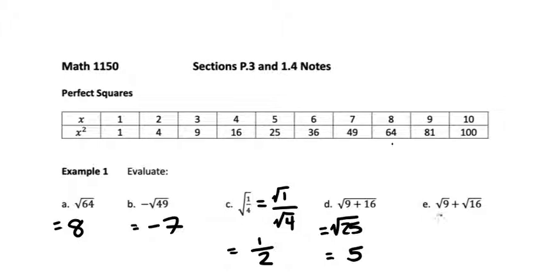Now notice how that's different from E, where we have the square root not over the whole thing, but just over the 9 and the 16. In this problem, we take the square root of each number first and then add them together. And you're going to notice that we're going to get something different from what we got in part D. So the square root of 9 is 3. And the square root of 16 is 4, and 3 plus 4 is equal to 7. So not the same thing as 5. So you can't break up the square root over two things that are added together.